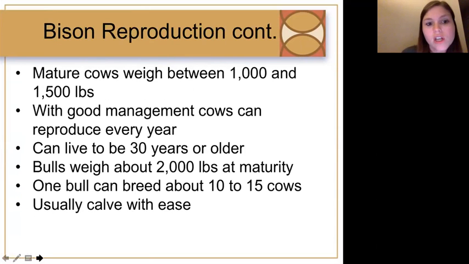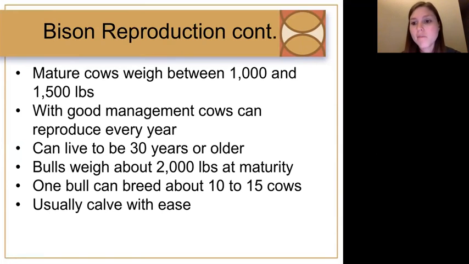Mature cows will weigh between 1,000 and 1,500 pounds. With good management, cows should be able to reproduce every year. And they can actually live to be 30 years or older, so a decent lifespan. Bulls can weigh about 2,000 pounds, or a ton, at maturity, and one bull can breed about 10 to 15 cows.